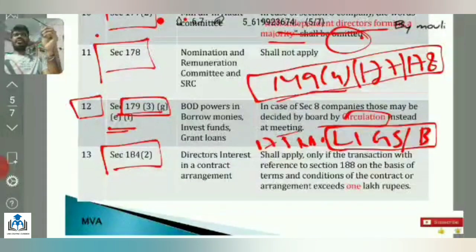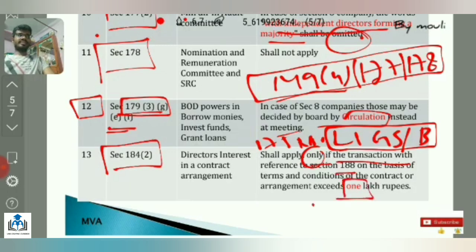Interested directors. 184(2) relates to a case where any director is interested in the contract or arrangement which is going to be discussed in the board meeting. He shall intimate to the board that he is an interested director and that he is not going to attend that meeting, right? And if it is a Section 8 company, there is some limitation or exception given in this case. It shall apply only if the transaction, with reference to Section 188 on the basis of the terms and conditions of the contract or arrangement, exceeds 1 lakh rupees, right? If the contract or agreement exceeds 1 lakh rupees, then 184(2) is applicable. Otherwise, 184(2) is not applicable to Section 8 companies.